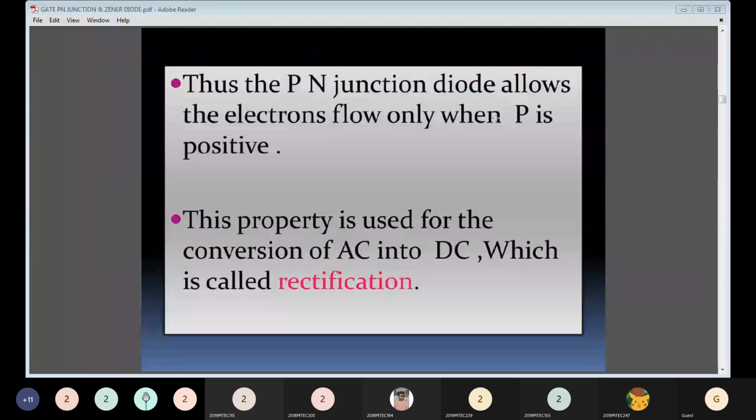Thus, the PN junction diode allows electron flow only when the P side is positive. This property is used for the conversion of AC to DC, which is called rectification. Rectification is nothing but the process of converting alternating current into direct current. For that property, the PN junction forward bias condition is used.